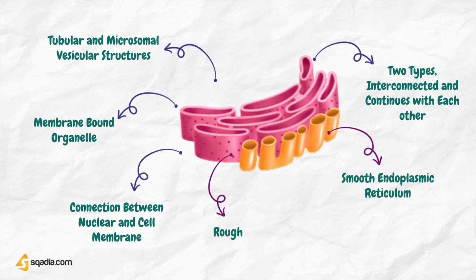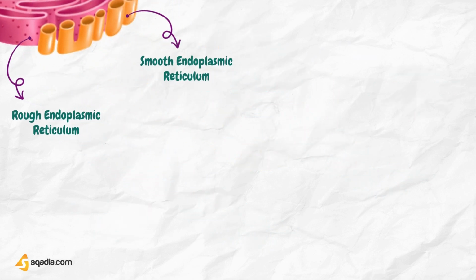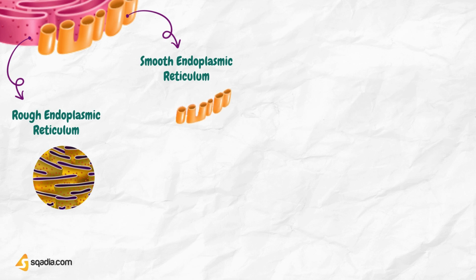The rough ER is called so because of its rough, bumpy appearance that comes due to the attachment of granular ribosomes to the outer surface. The function of rough ER is to synthesize protein and degrade worn-out organelles.